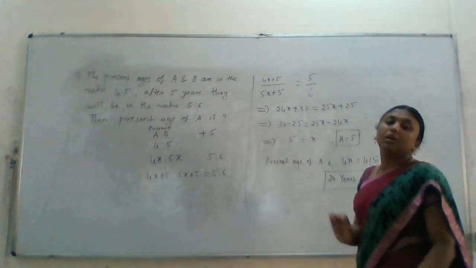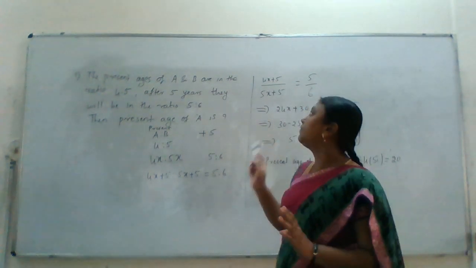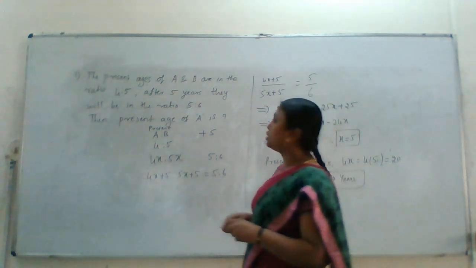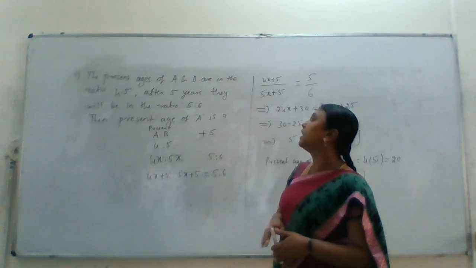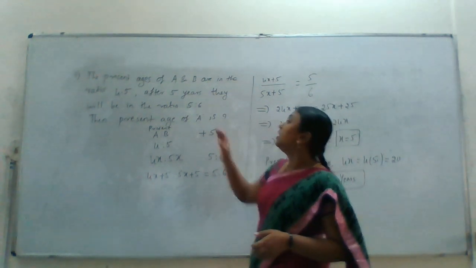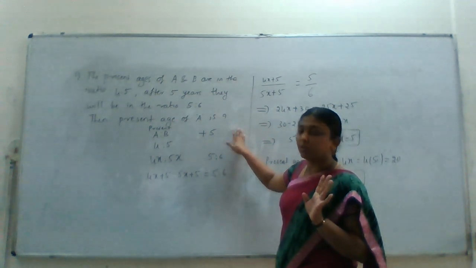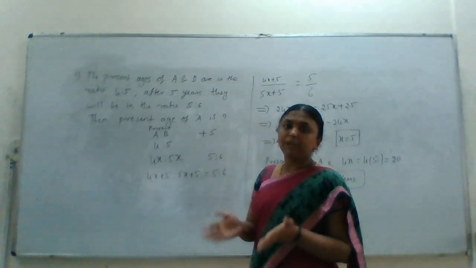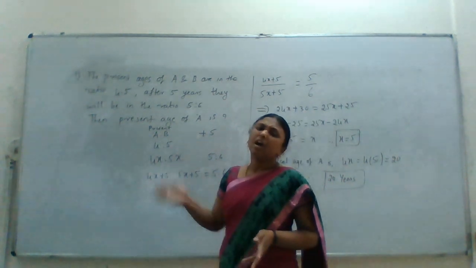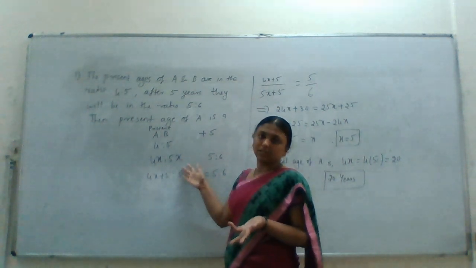Okay, so I'll repeat this once again. What's the question? The present ages of A and B are in the ratio 4:5. After 5 years, they will be in the ratio 5:6. Then what is the present age of A? That is your question. Now present age A is to B is equal to 4:5. How do you consider this 4:5? You can take it as 4x is to 5x.